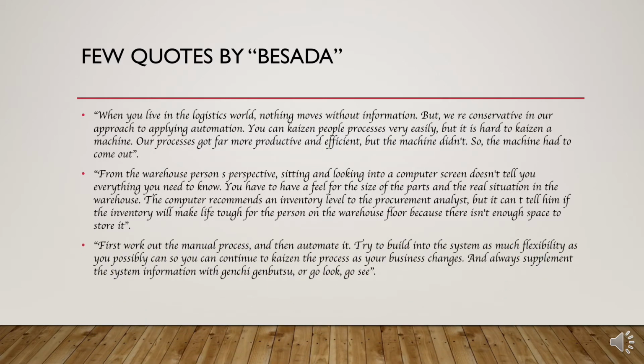The next one is: first work out the manual process and then automate it. Try to build into the system as much flexibility as you possibly can so you can automate to Kaizen the process as your business changes, and always supplement the system information with Genchi Genbutsu, or go look, go see.